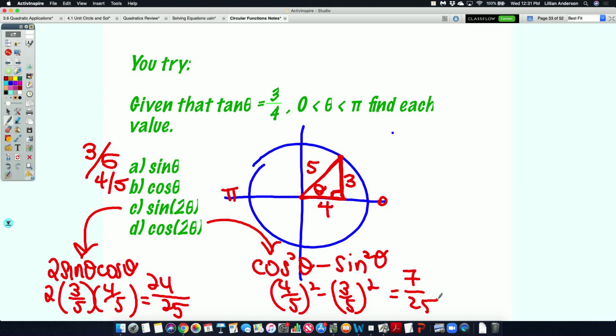So let's recap. There's no identity that you're responsible for knowing that's going to get you from tangent to sine or cosine. So you rely on your knowledge of trigonometry, right triangles, and SOHCAHTOA to set up a triangle to find sine and cosine. From there, you can then use your identities to find any of the other ones. Questions?